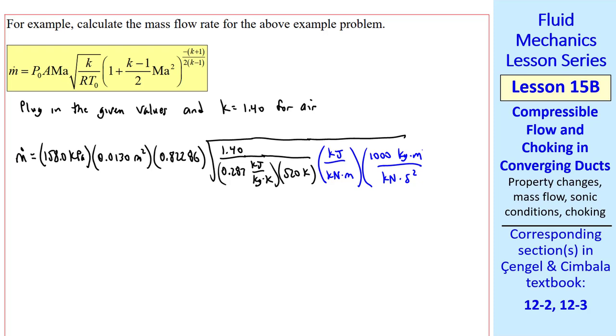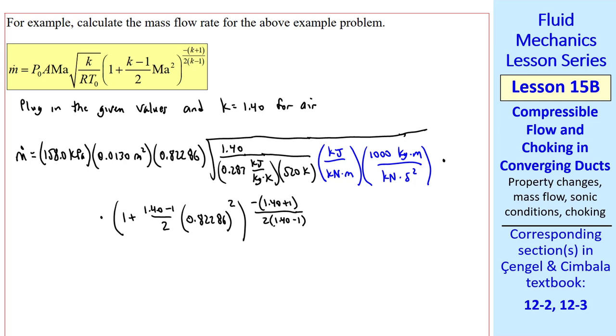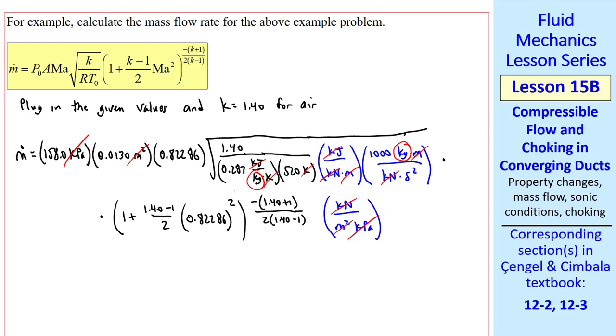Now we have this part of the equation left. 1 plus k minus 1 over 2, our Mach number at the exit plane squared, and the exponent, where k is 1.40. I need one more unity conversion factor, and we check our units. kPa cancels, meters cancel, kilojoules cancel, K cancels. These two kilonewtons cancel this one. This meter squared cancels this one. And we're left with a kilogram and another kilogram square root, which is kilogram over second squared square root, which is second. So we get 3.5365 kilograms per second.